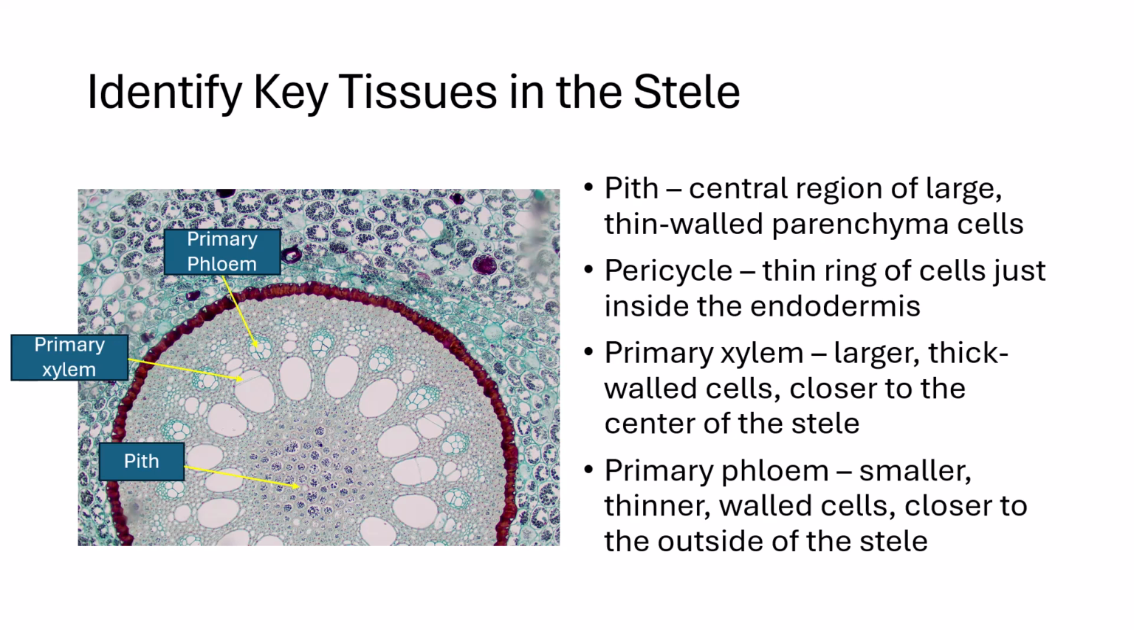Just inside the endodermis, you'll see the pericycle. This is a thin, often subtle ring of cells. Even though it can be easy to overlook, it's a really important tissue because this is where lateral roots originate. As you're identifying these tissues, focus on three main clues: where the tissue is located, how large the cells are, and how thick the cell walls appear. Use those features to help you tell each tissue apart and record how you distinguish them in your lab notebook.